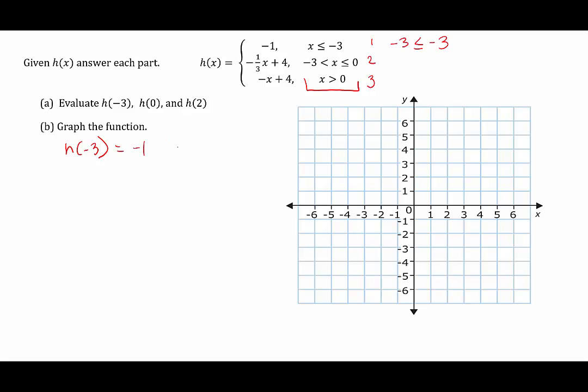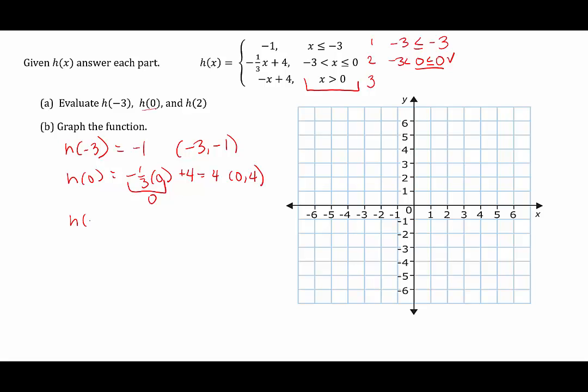When we plug it in, it equals -1. So we end up with -3, -1 as that very first point. Next, we're looking at h of 0. Where does 0 fit in the domain? 0 is going to go in this middle piece, right? Because -3 is less than 0 is less than or equal to 0. Perfect. We plug into the middle piece. We have -1/3 times 0 plus 4. This is just 0. And we end up with 0, 4.